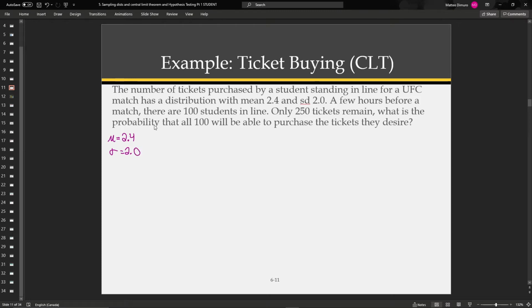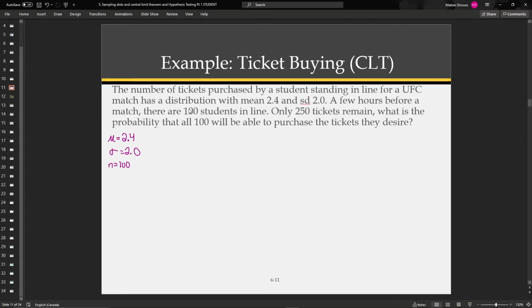A few hours before the match, there are 100 students in a line. Only 250 tickets remain. What's the probability that all 100 will be able to purchase the tickets they desire? Well, let's see. Again, don't fall into the trap of thinking, oh, they gave an n value in the question and it's a z-score question, so it has to be central limit theorem. That's not the case. I can give you questions where I give you an n value and it's not a central limit theorem question. So just be careful of that.